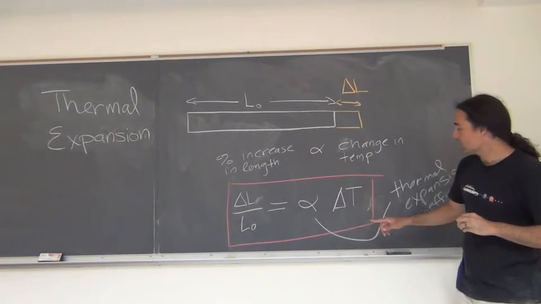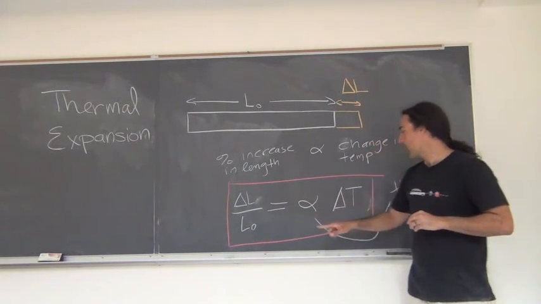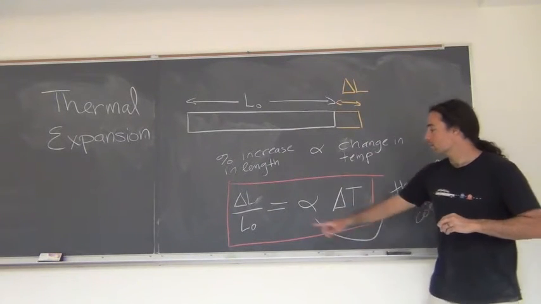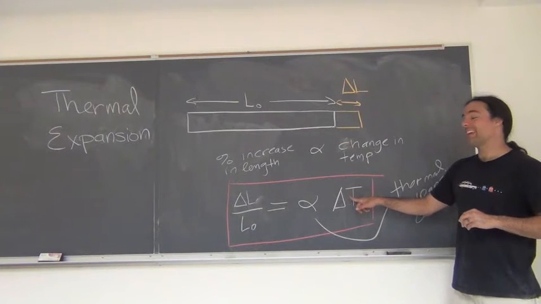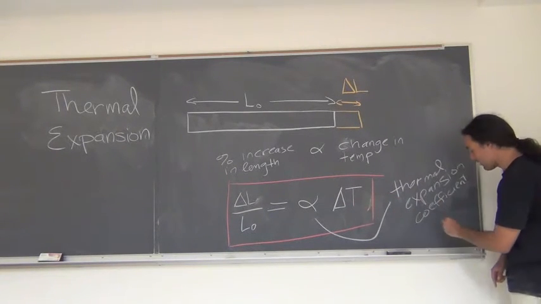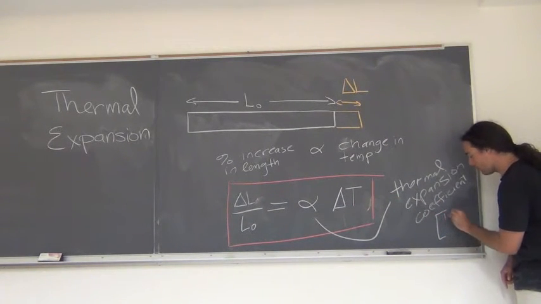Looking at this, I can see I've got delta L over L0, I've got delta T over here. Here my units cancel out, both on top and on bottom. I need to have no units on this side, so alpha must have units of 1 over Kelvin.